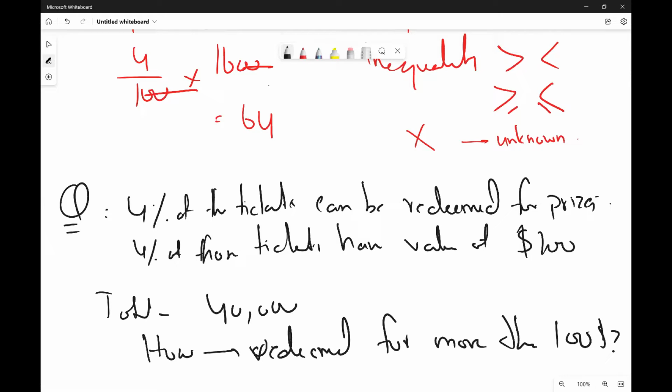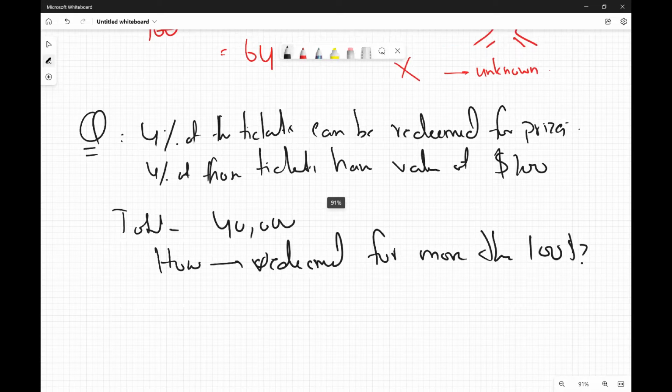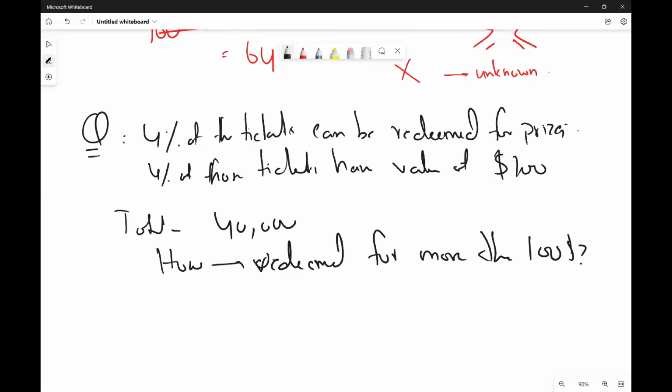इसका मतलब ये है कि you have some tickets, उनमें से 4% tickets can be redeemed for prizes, and you can get prizes on 4% of those tickets. Now, on 4% of those 4% जो हमने पहले एक दफा कर लिए हैं, उसके भी 4% पे जो prizes हैं उनकी value 100 से ज्यादा है. So the question is, how many tickets that you redeem have a value greater than 100?